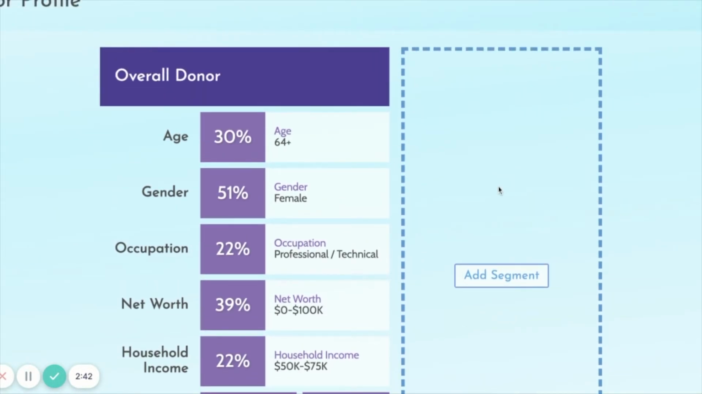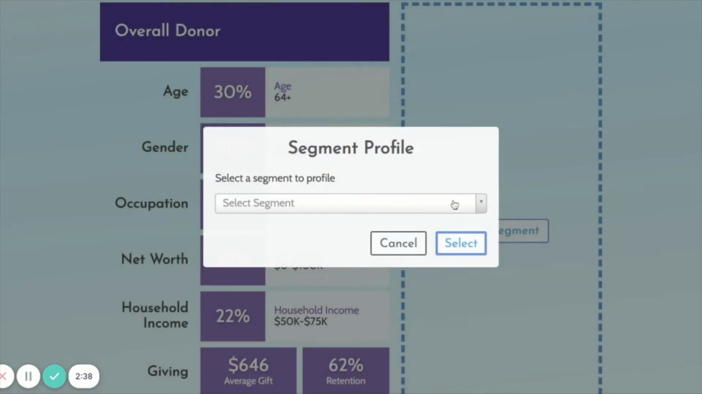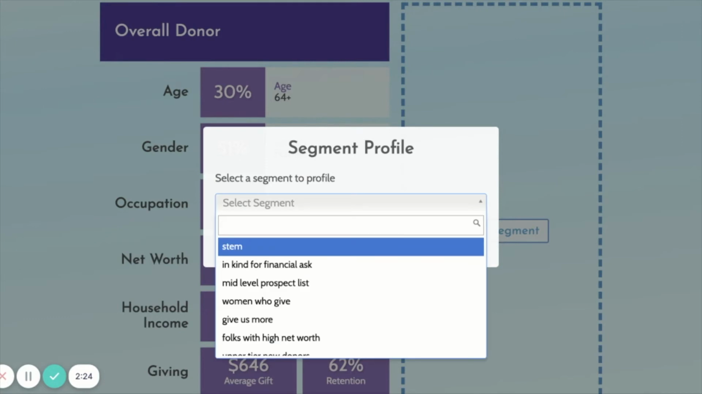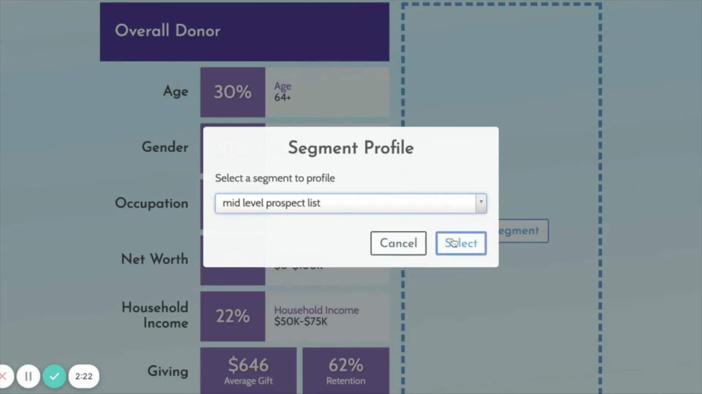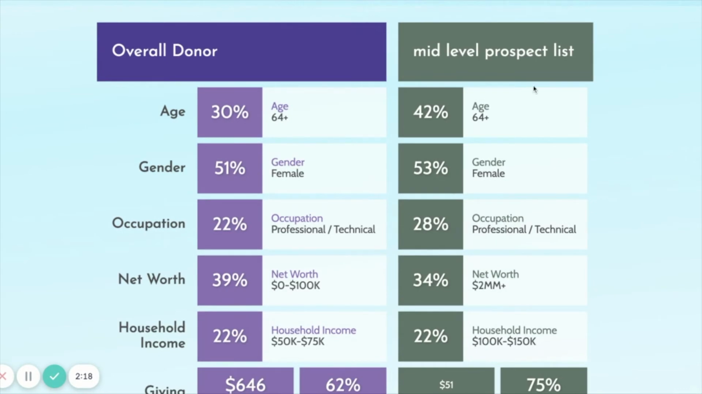Additionally, we have this add segment section over here. I can click this, and what will pop up is a dialog box where you can select any of the segments you have saved in your segments page, by going through the dashboards and using the segmentation filtering to analyze your file. I'm going to pick mid-level prospect list, click select, and now I've got a snapshot view of this mid-level prospect list I've created.